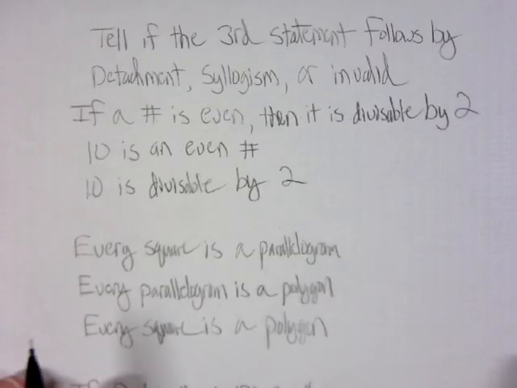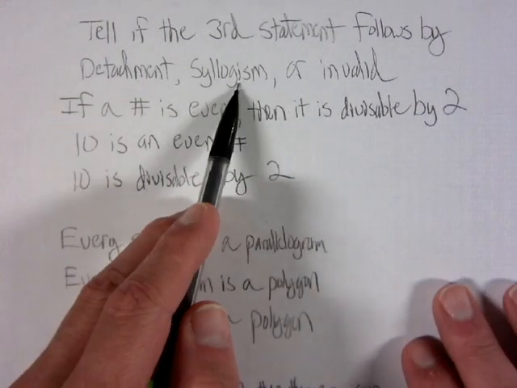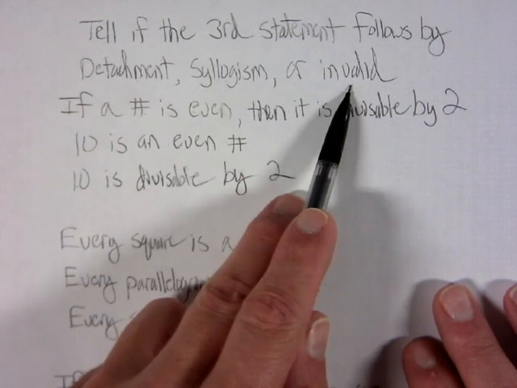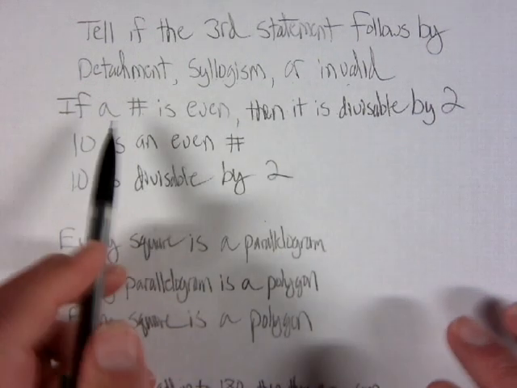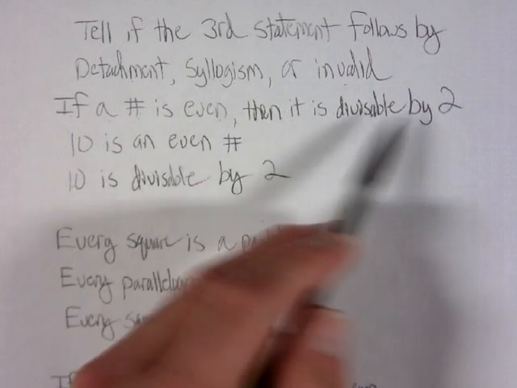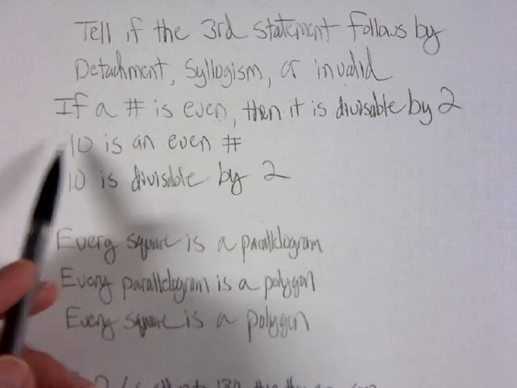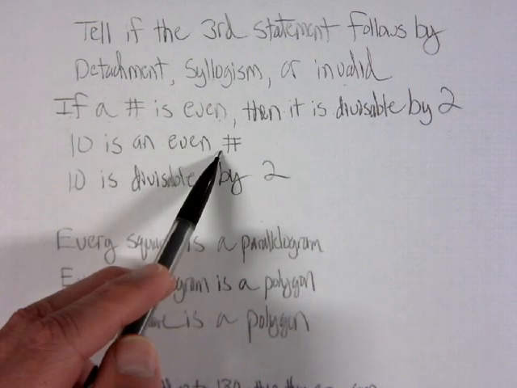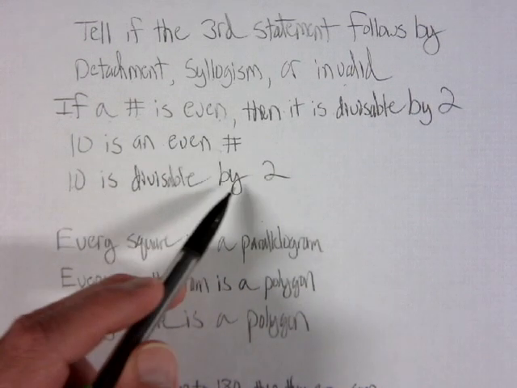All right, my directions: tell if the third statement follows by detachment, syllogism, or if it doesn't follow the pattern of either of these two, you're going to write invalid. All right, so here is my conditional statement. If a number is even, then it is divisible by 2. The second statement: 10 is an even number. The conclusion: 10 is divisible by 2.